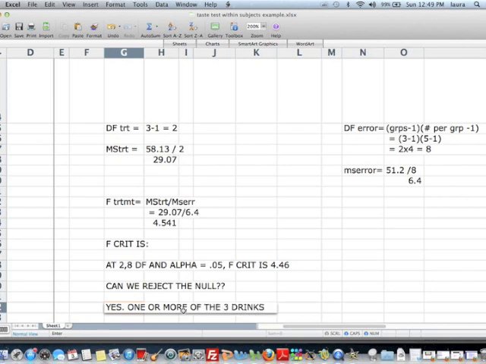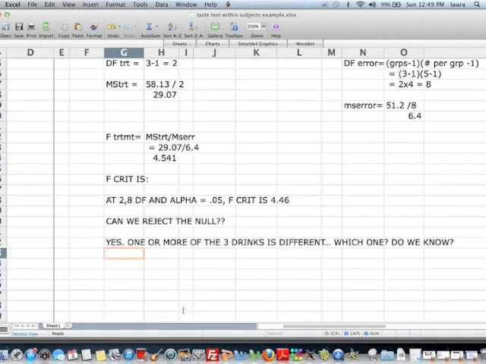Now we don't yet know, or do we? We know that one of the drinks is different. Do we know which one? Pause the video and decide for yourself, and then see if you got it right. And the answer is we do not know.